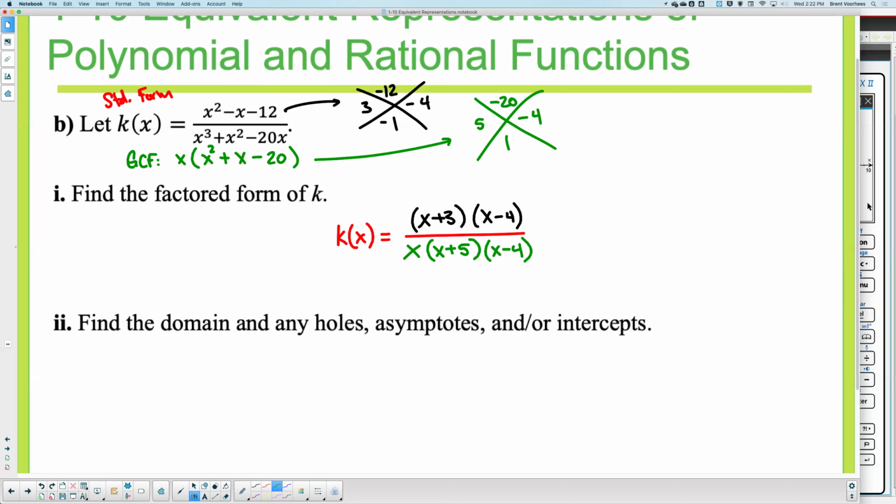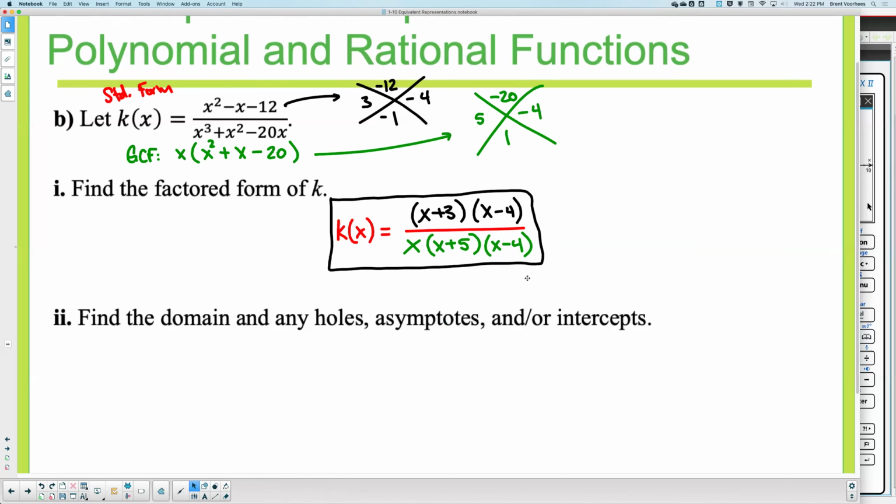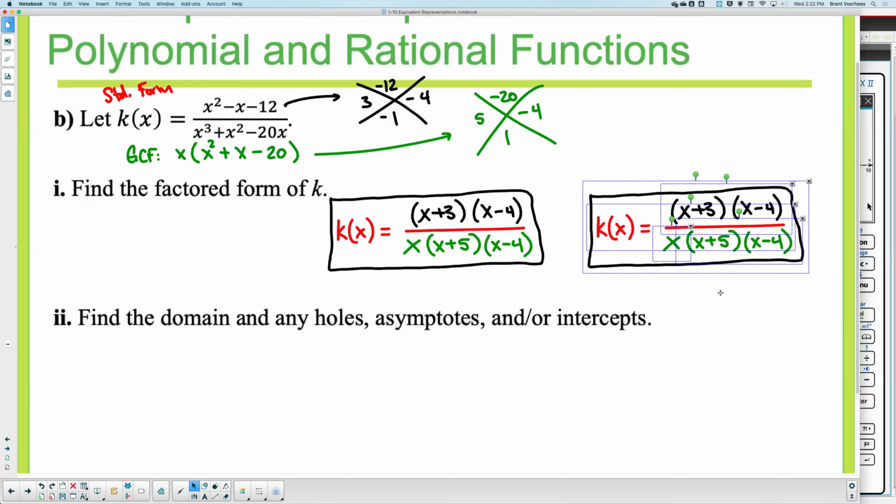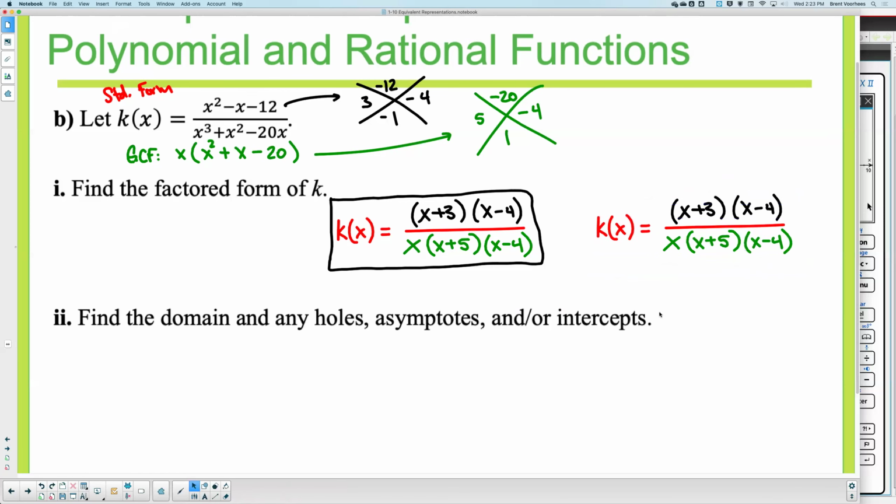Now, truthfully, if it says find the factored form, should I cancel it out? No, I should not cancel it out. Why not? Because would it be mathematically equal if I canceled it out? No. But when we go to find these key details, then we will cancel it out. But as far as the answer goes, the factored form itself, you would leave as it is.